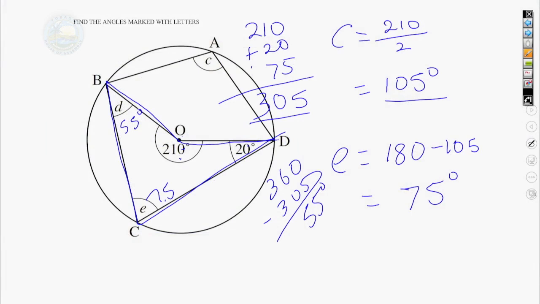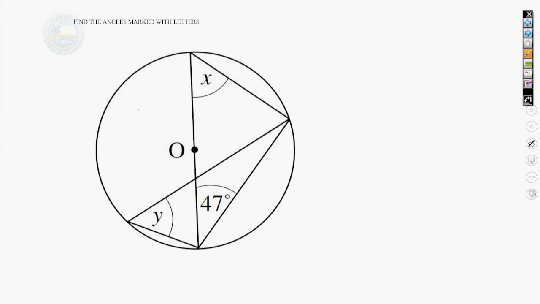One more. We can make one more. Let's try one more, and we'll end with this one. How are we going to determine the angles here? Can you see? Well, let's start with what we know. Here, we have this angle 47.